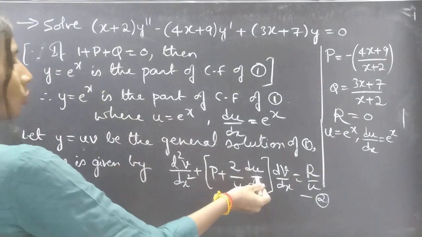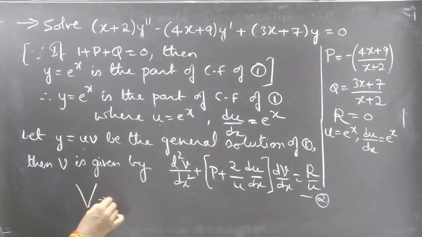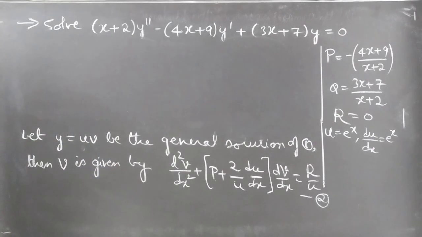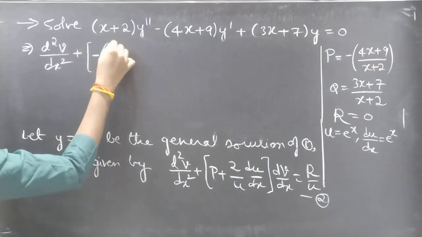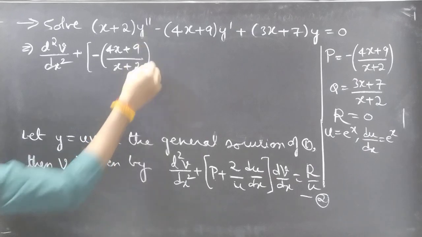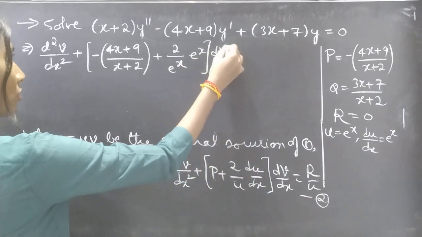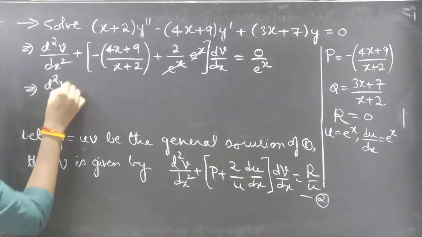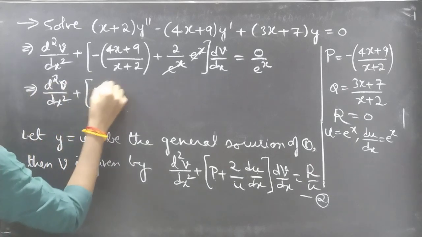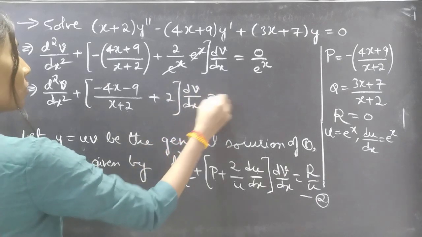Now substitute p, u, du by dx, r and u in equation 2. Then equation 2 reduces to an equation in capital V, and from this capital V we'll find small v. This equation becomes d square v by dx square plus (minus (4x plus 9) by (x plus 2) plus 2 by u into e power x) into dv by dx equal to r by u. Here e power x gets cancelled and we'll get d square v by dx square plus (minus (4x plus 9) by (x plus 2) plus 2) into dv by dx equal to 0.